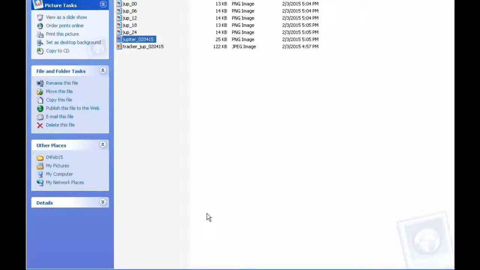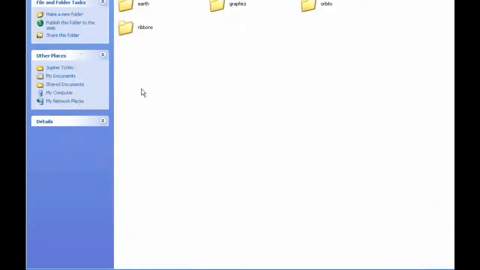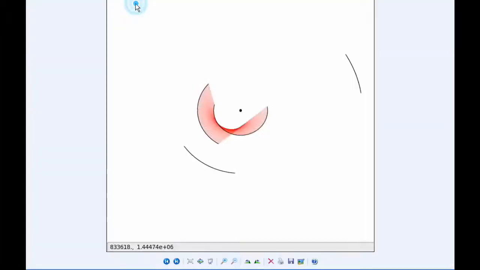Orbital ribbons. So these are the same orbits that you just saw: Io and Europa and Ganymede and Callisto. And I've just connected the same times of each of the moons to one another. And that gives some interesting shapes that to me look like twisted ribbons.